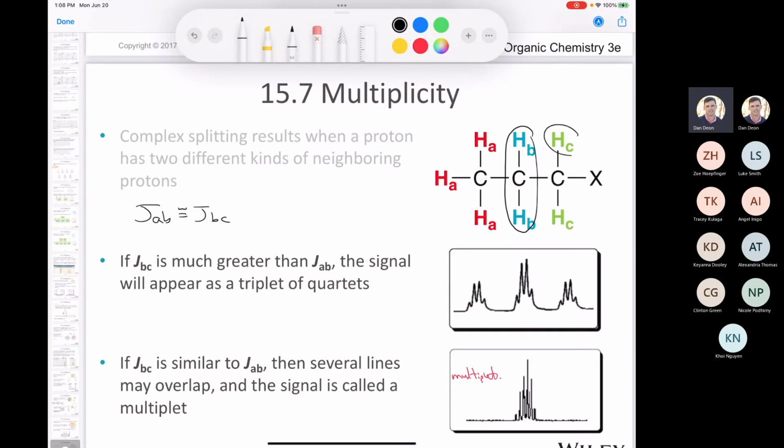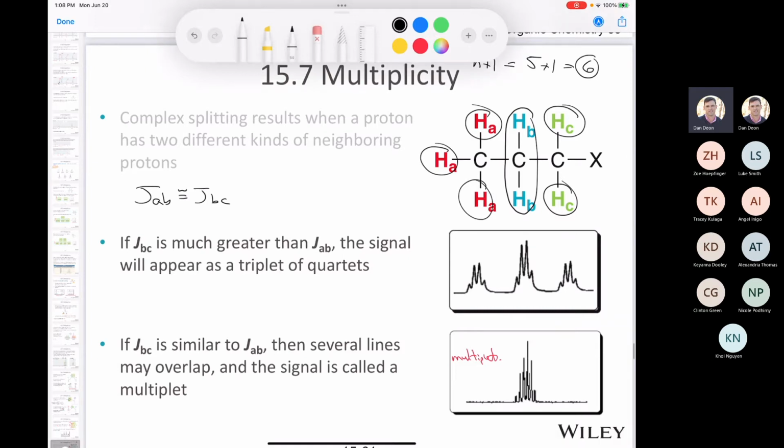HB is split by 1, 2, 3, 4, 5 protons. N plus 1 is equal to 5 plus 1, which gives you 6. And we will say that HB would give you a sextet. All right. And again, that's something that we do in Chemistry 3101. If you look at more advanced courses on NMR, they look at all kinds of complex splittings, but we're not going to spend a lot of time on that in this class.